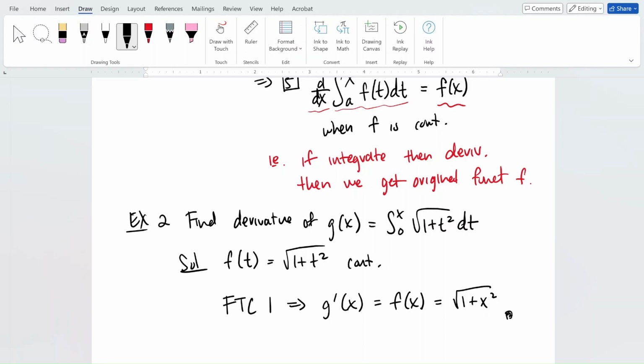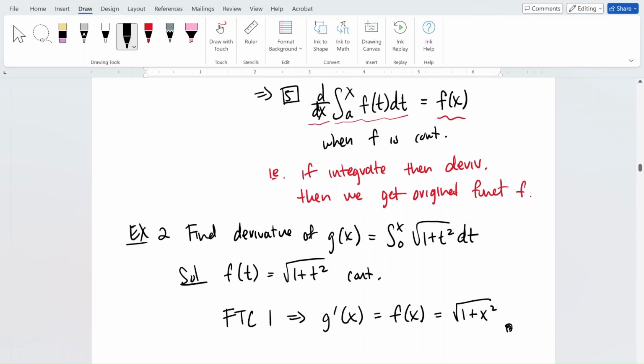g of x equals the integral from 0 to x of the square root of 1 plus t squared dt. Notice the setup here. f of t is just the square root of 1 plus t squared. It's what you're integrating. And so if I take the derivative of the left-hand side, that's g prime. If you look at equation number 5, I'm putting d/dx in front of this portion, essentially. And I get f of x, and f of x is just the square root of 1 plus x squared.